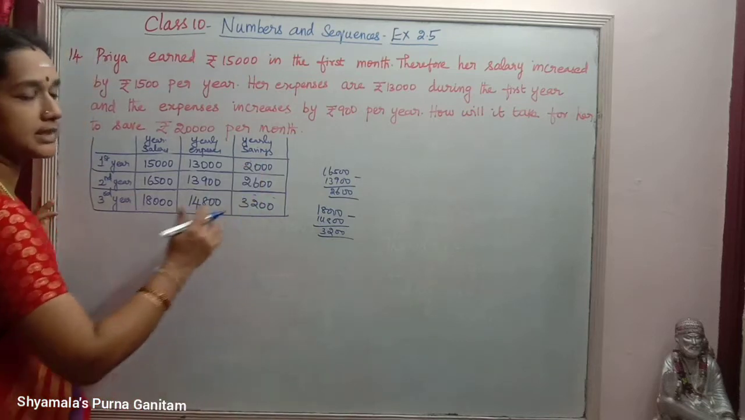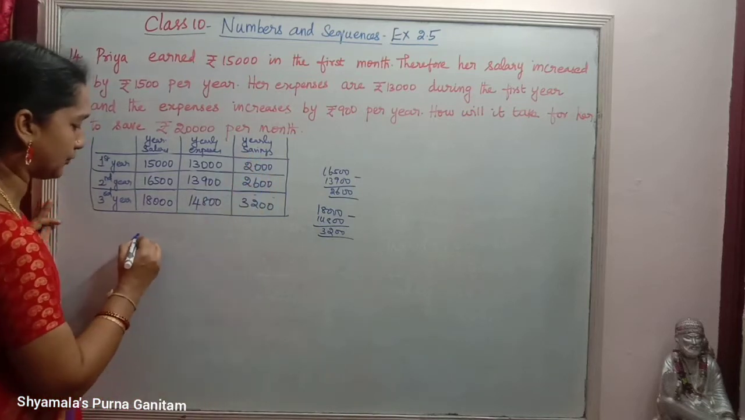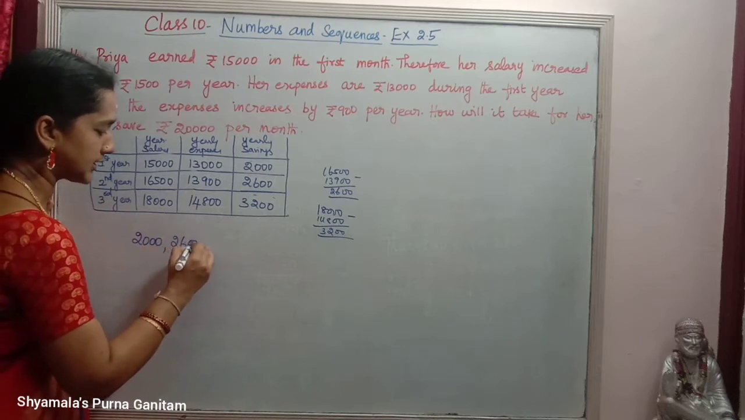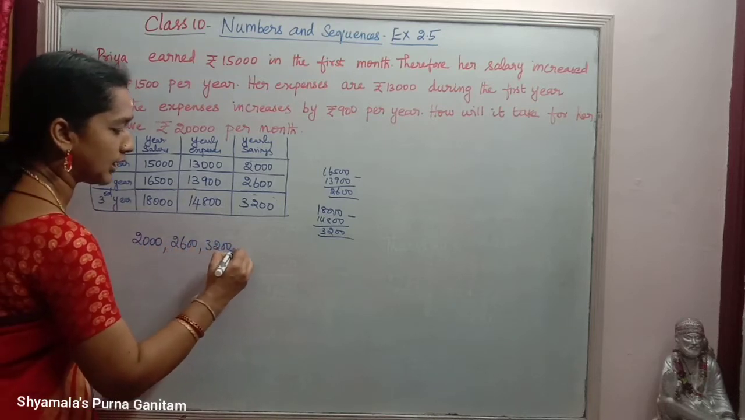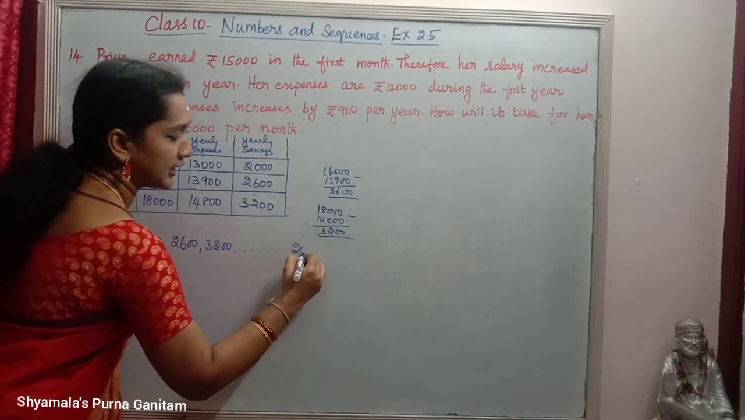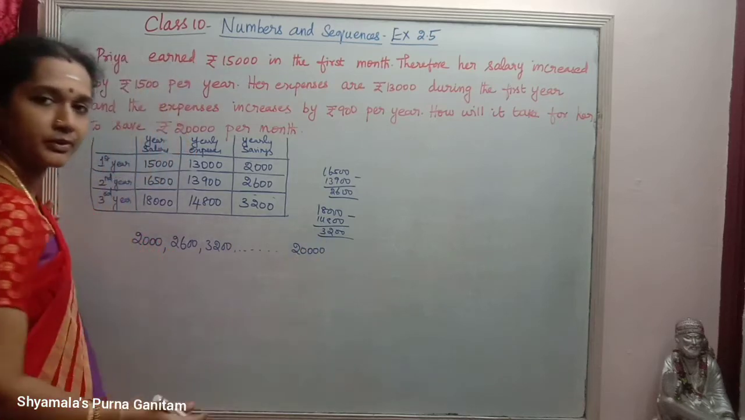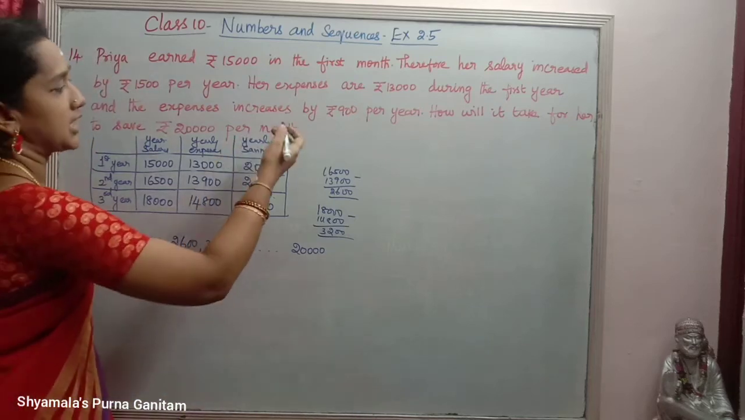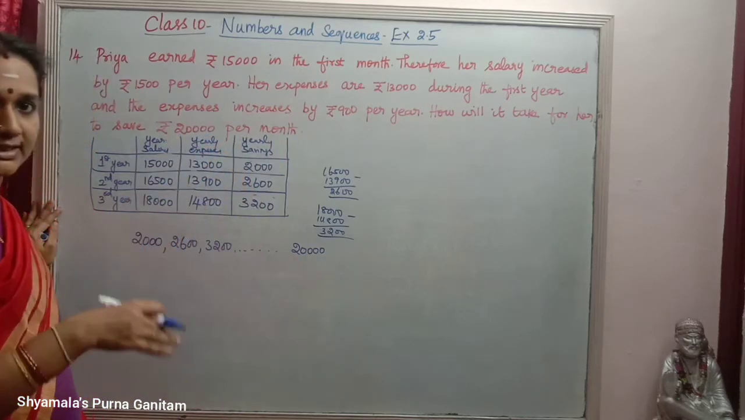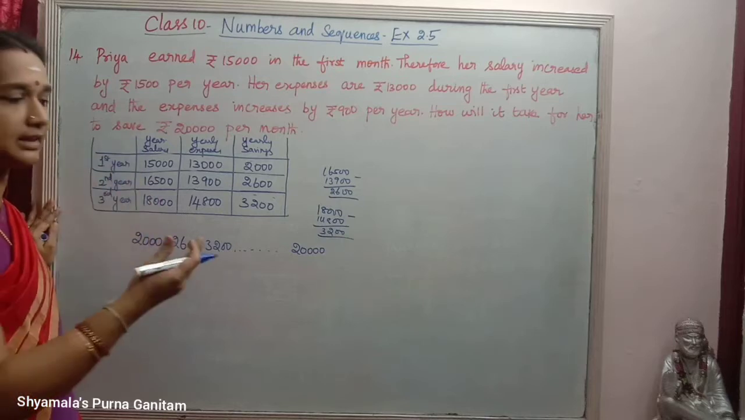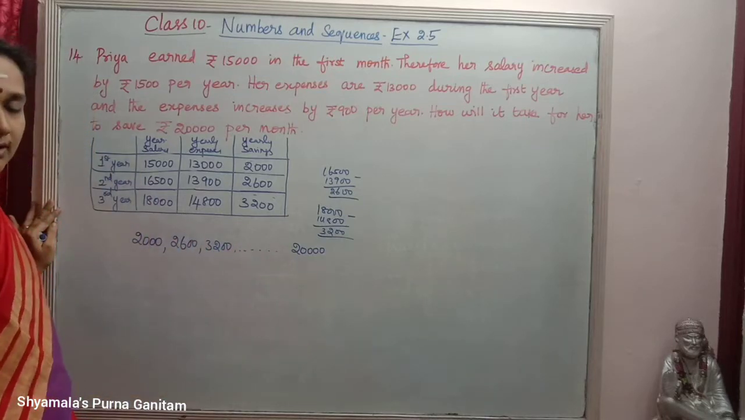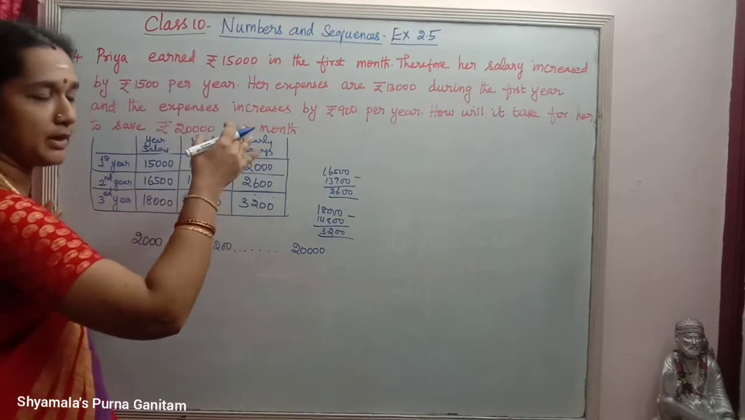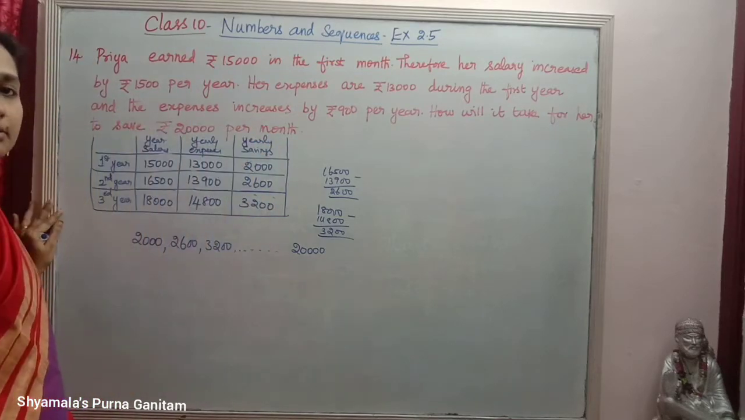Okay. So this is an AP series. This only we are asked to find. That is, we can write that series 2,000, 2,600, 3,200, and finally we have to get it as 20,000. So now we got an AP series. From this we are asked to find the number of years. That is, TN is equal to 20,000. That N we are asked to find.